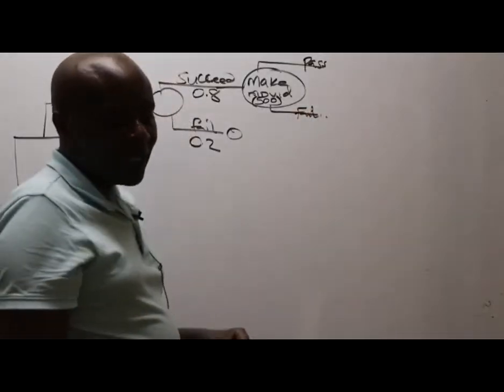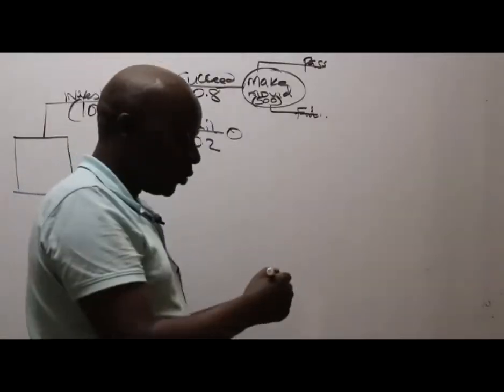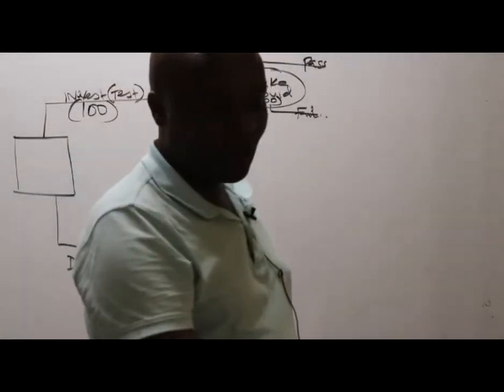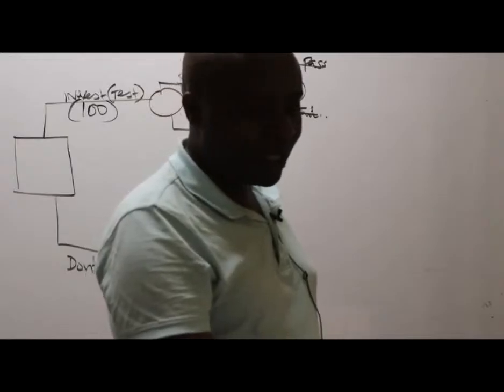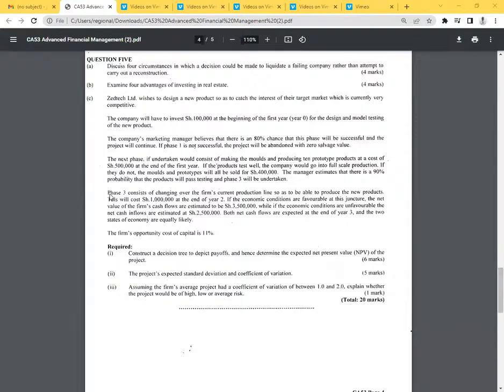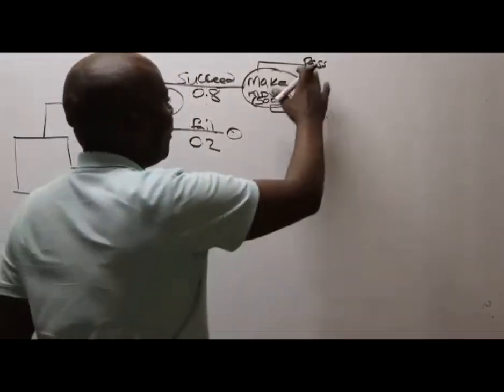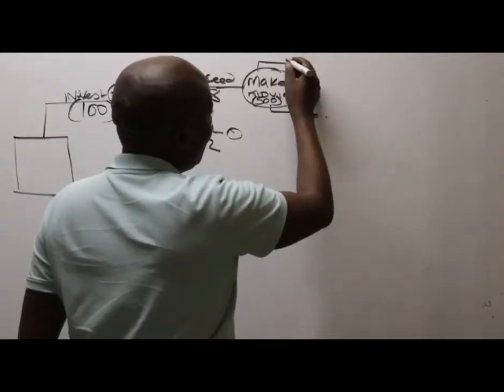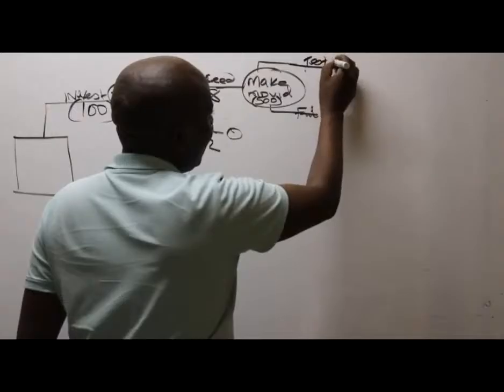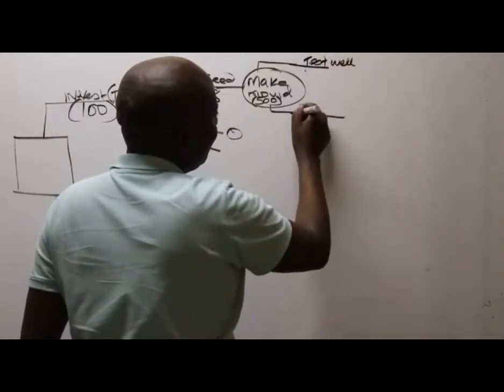They fail the test. So it's either they pass the test or they fail. Always use the language given by the examiner. Like now he has told us that if the products test well, so it's about testing well. If they test well, the company will go into full scale production. If they do not, the molds and the prototypes will all be sold. So it is either these prototypes test well, or they test otherwise. So it's important to use the language used by the examiner. They could either test well or test bad.